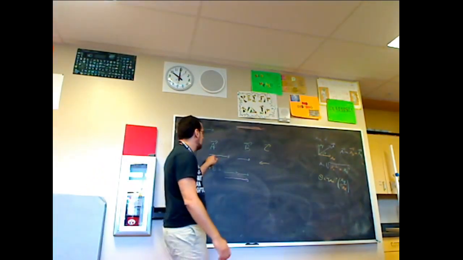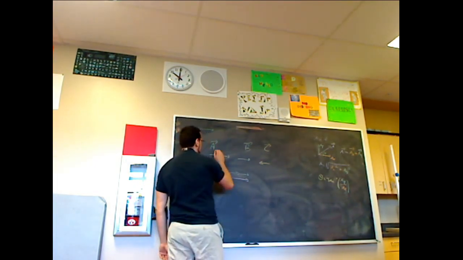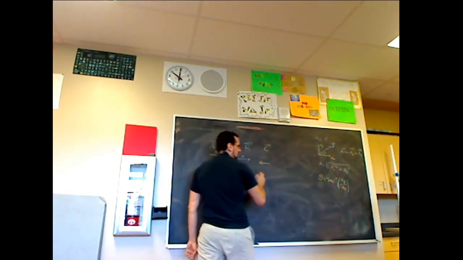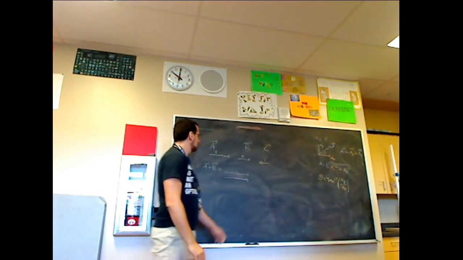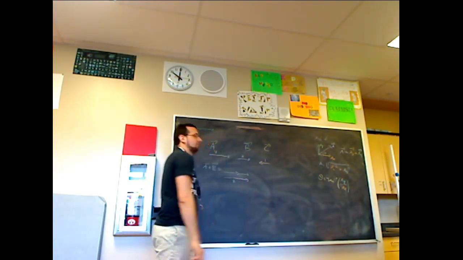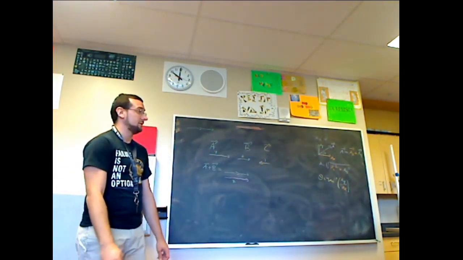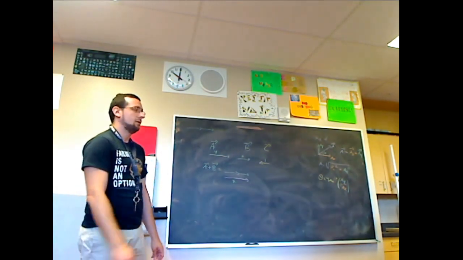So let's actually put numbers so that it makes sense. If this was 4, that was 3, and this was 1, right? This would be 7 to the right. Notice if I just say 7, it's not a vector. I have to say 7 to the right, right?